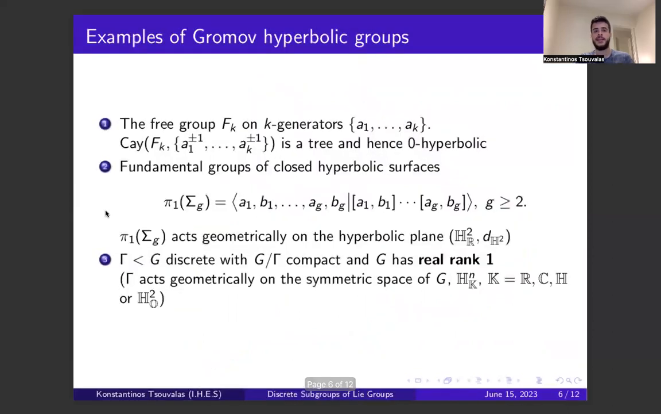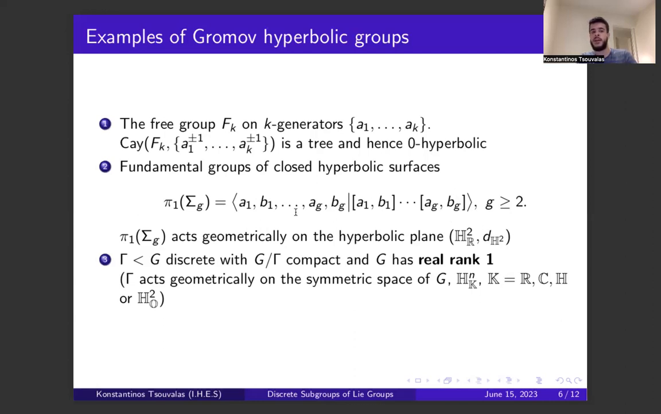And let us provide now some examples of Gromov hyperbolic groups. In general, this is a big and rich class of finitely presented groups. The simplest examples of Gromov hyperbolic groups are free groups. So if we take the free group on k generators, a_1 through a_k, and we form the Cayley graph of the group with respect to the generating set consisting of the free generators and their inverses, then you can see that this is a tree. And it's also 0-hyperbolic with the path metric. And therefore, free groups are hyperbolic, of course. The next more complicated class of examples are fundamental groups of closed hyperbolic surfaces.